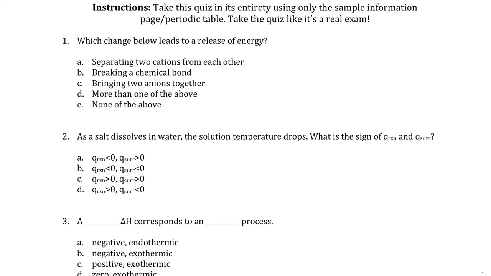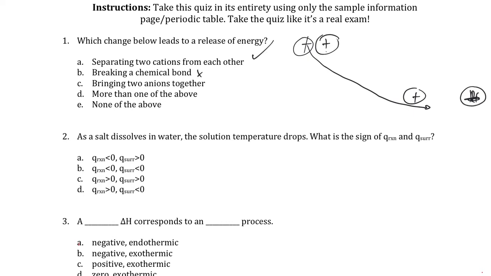Which change below leads to a release of energy? Separating two cations from each other. So you have two cations that somehow were brought together. They would be unhappy. If I could release these two cations, they would release energy. If I could separate the cations, I could get a release of energy through their release. So that should release energy.